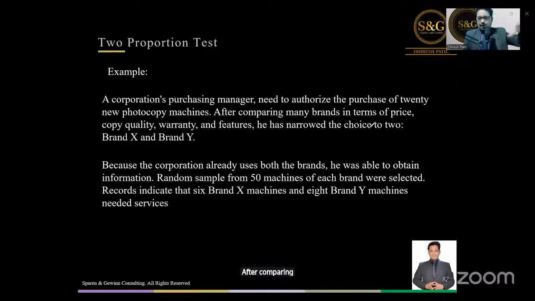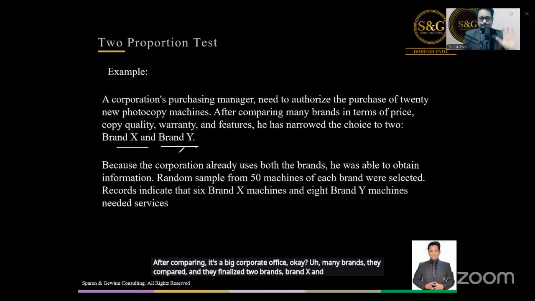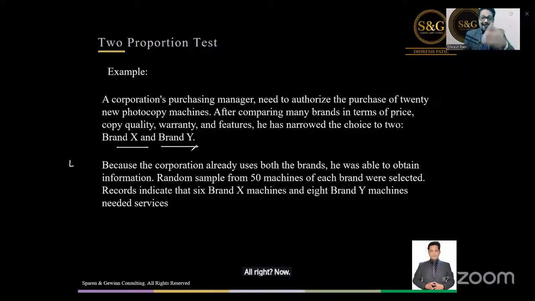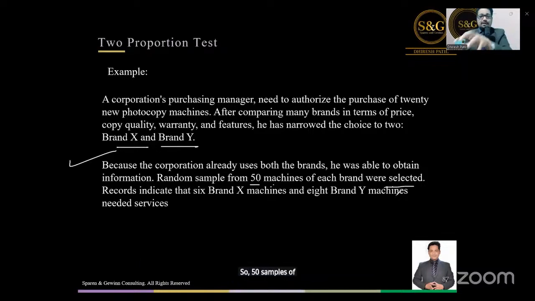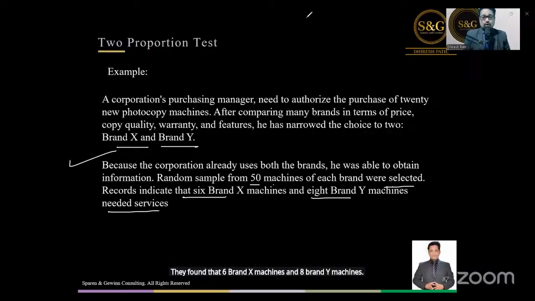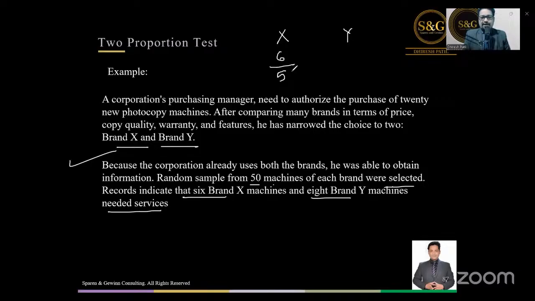After comparing, it's a big corporate office. Many brands they compared and they finalized two brands, brand X and brand Y. Because they already have brand X and brand Y in various offices, they collected their performance. A random sample of 50 machines for each brand was selected. They found that 6 brand X machines and 8 brand Y machines need servicing. So it is 6 out of 50 and 8 out of 50 that require servicing. Are you understanding?